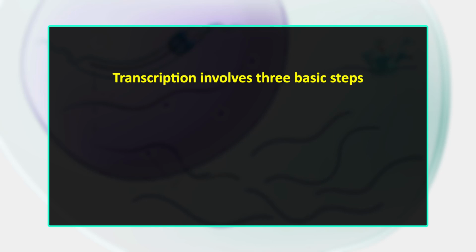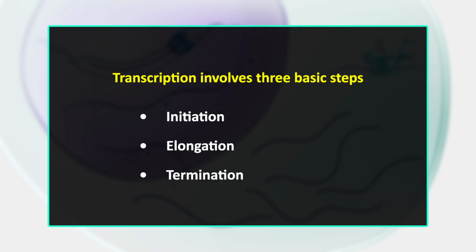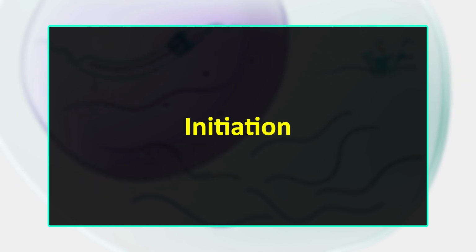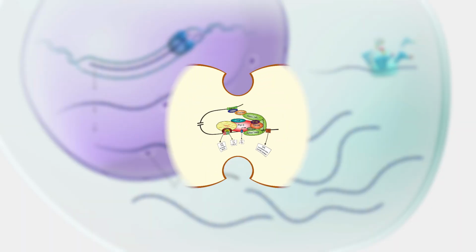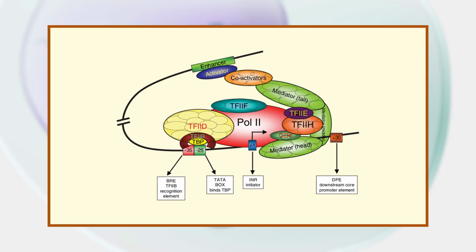Transcription involves three basic steps: the initiation, elongation, and termination. Let's first discuss the initiation. RNA polymerase binds to a sequence of DNA called the promoter region, found near the beginning of a gene. Each gene or group of co-transcribed genes in bacteria has its own promoter. Once bound, RNA polymerase separates the DNA strand, providing the single-stranded template needed for transcription.